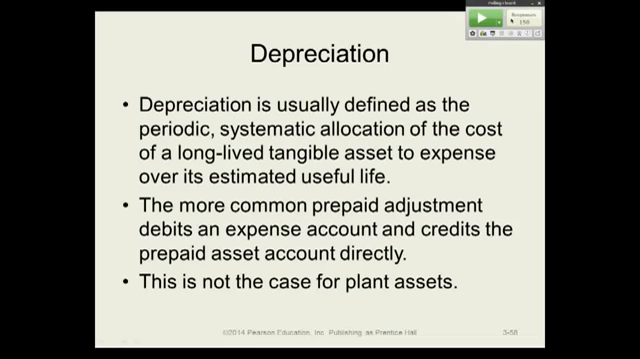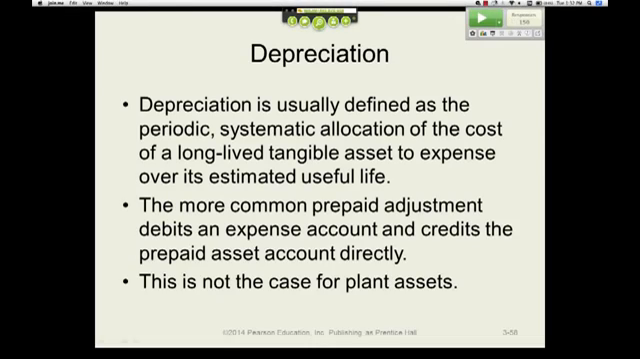Now, we don't credit the asset directly. There are a couple of things I want to get straight before we move ahead. We debit an expense account called depreciation expense, and we credit accumulated depreciation. Now, if this was office supplies, you'd be crediting the asset directly. We do not credit a plant asset directly. We credit accumulated depreciation. This account is known as, and this is all in the notes, but I want to make sure we see it together.